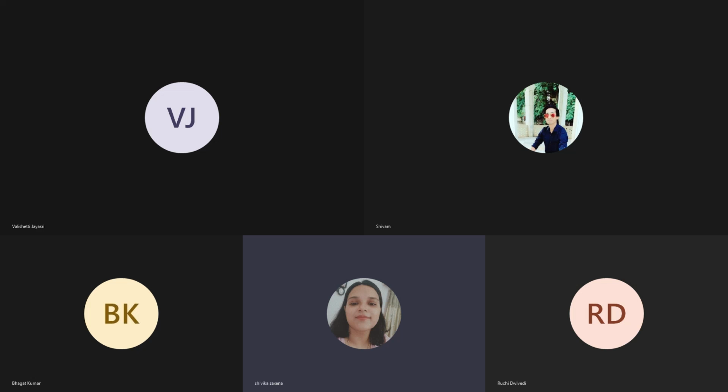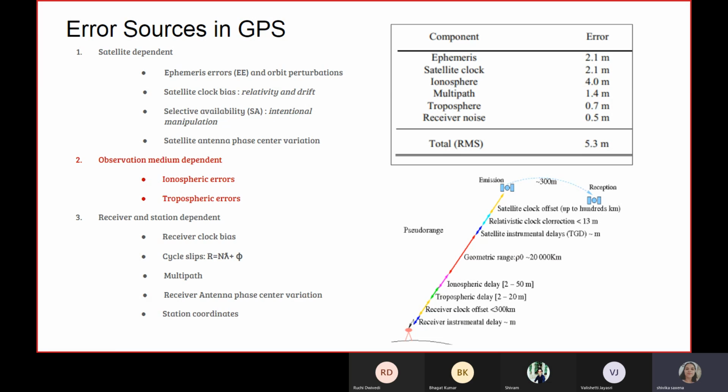Three possible places where these error sources will be developed. According to this, we can have three types of error sources. First is satellite dependent, where the errors are generated on the satellite itself. So the errors originate from the satellite or are part of the satellite transmitted signals or the information provided in the navigation message. We will see a little bit in detail in further slides.